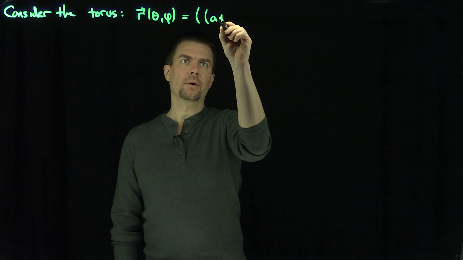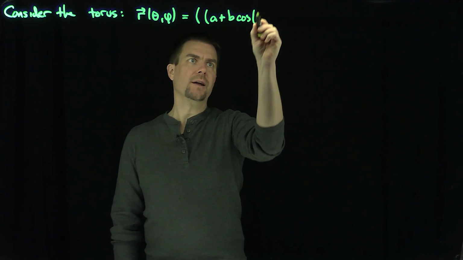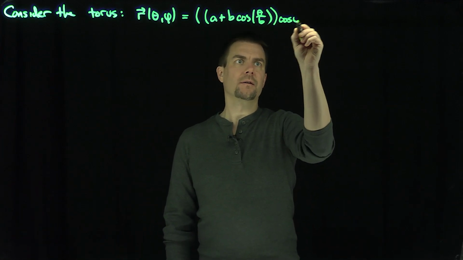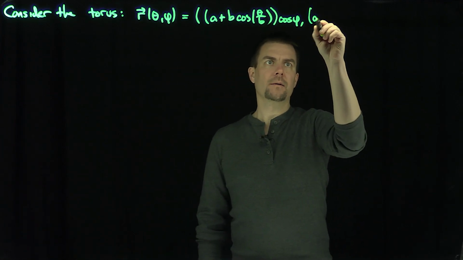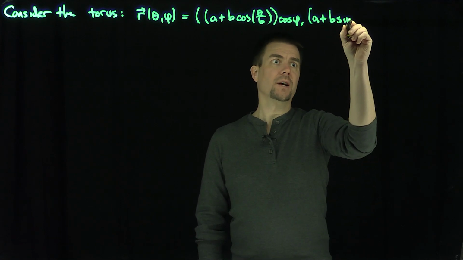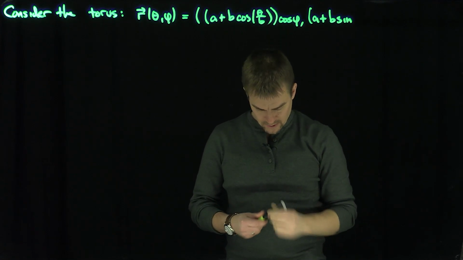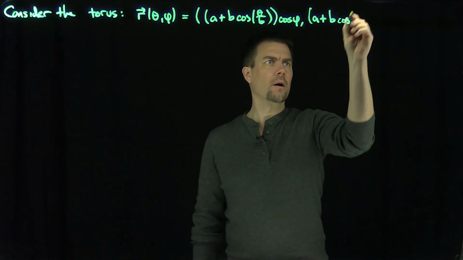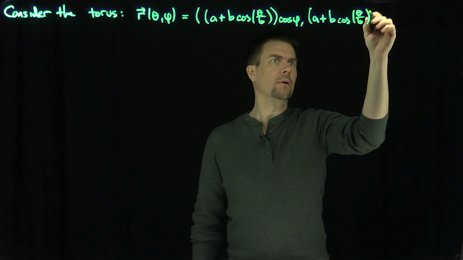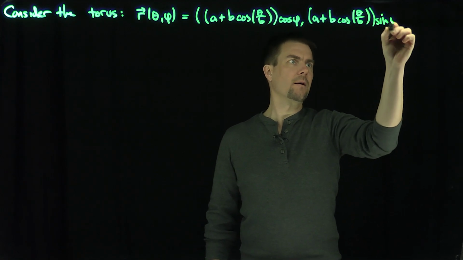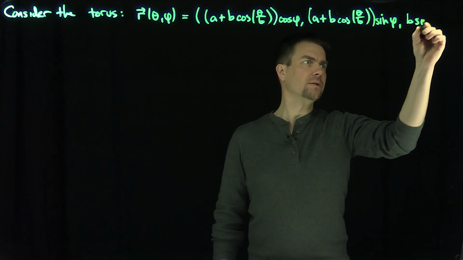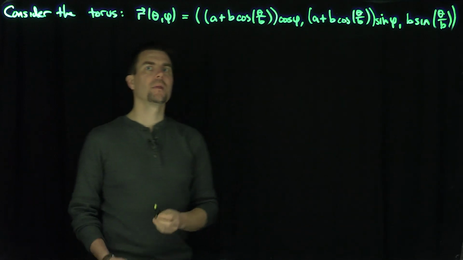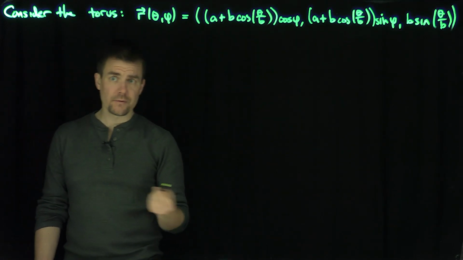So there's going to be an a plus b cosine of theta over b, and then times the cosine of phi. Then we have an a plus b cosine, also, not sine. That's going to be a cosine. I'm rotating that whole circle. Cosine of theta over b times the sine of phi. And then b sine of theta over b, like this, okay? That's how I parameterize my torus as a surface of revolution.